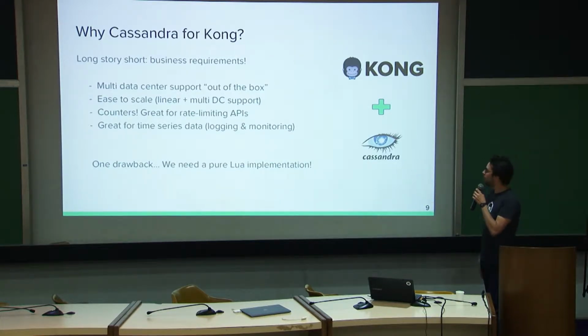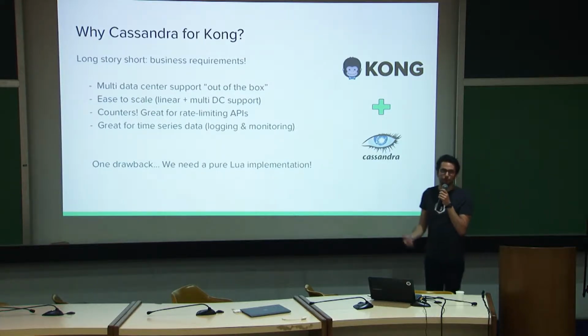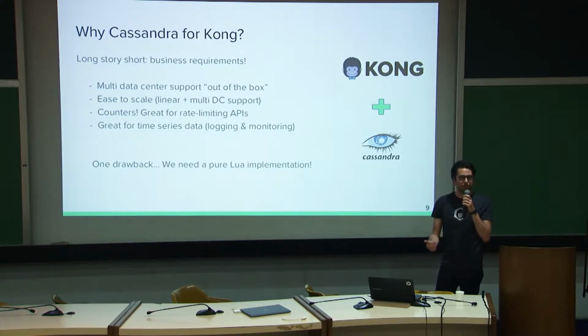Counters, which is a Cassandra feature that's just atomic counters that can be incremented to count things. So it's very useful for rate limiting, for just throttling the number of requests made to an API, kind of like the previous talk earlier.